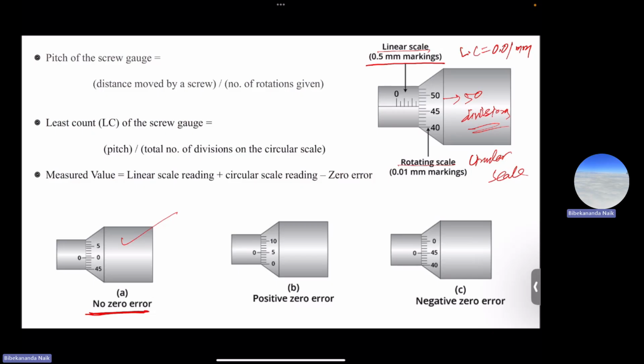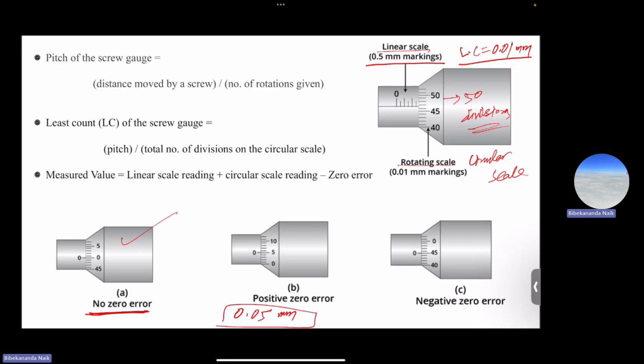So when the linear scale coincides with the circular scale reading which is greater than 0, greater than 0 means 5, 10 or 15. So here we can say 0.05 mm is the positive zero error, because here 0.01 is the least count, and since it has 5, the 5 of the circular scale coincides with 0, so it has 0.05 mm positive zero error.